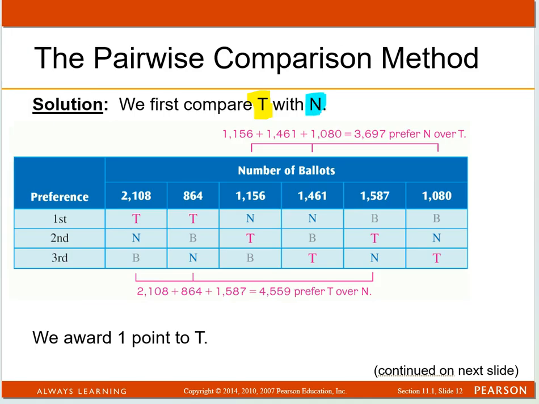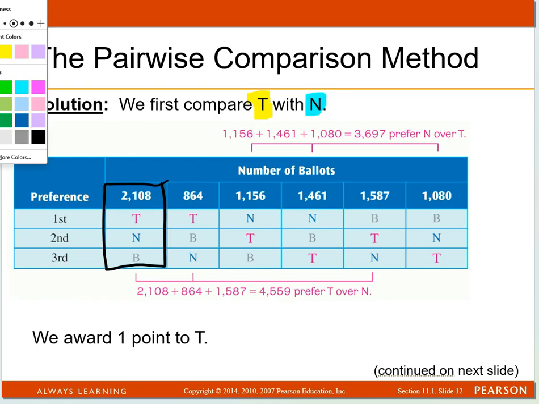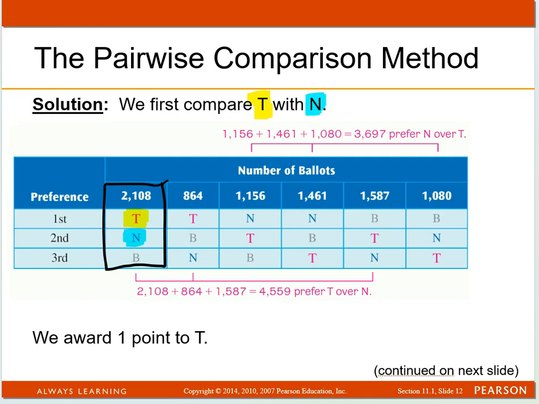And so they start with that first column, this column here, and they're like, okay, these 2,108 people, what do they prefer? They prefer tacos as their first choice. Nachos is their second choice. And burritos is their third. But we're not worried about burritos right now. We're just looking for T's and N's. Okay? So if I went through this, they did put these in different colors, but it just helps me a little bit with the highlighters to make it stand out. So I'm going through and highlighting all the tacos in yellow and the nachos in blue.